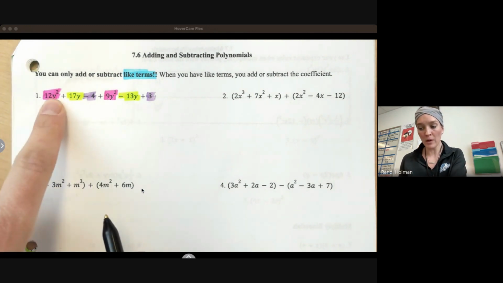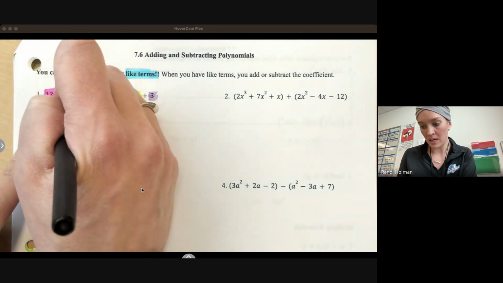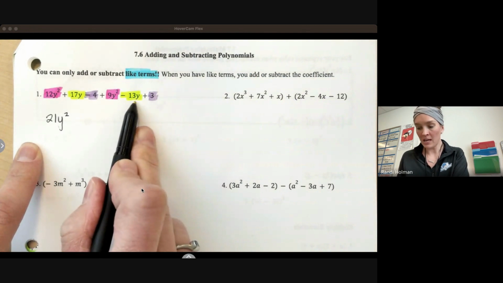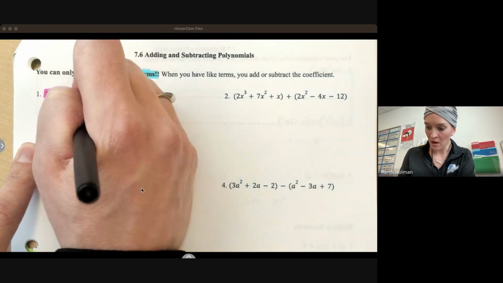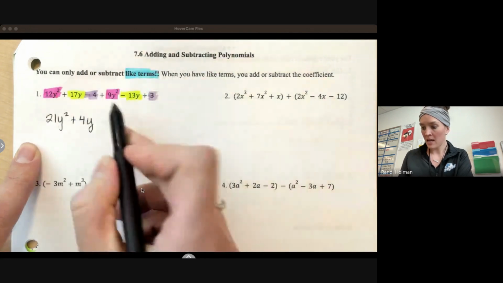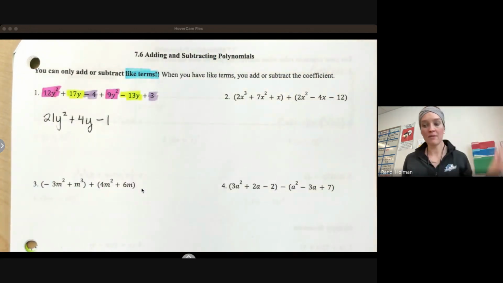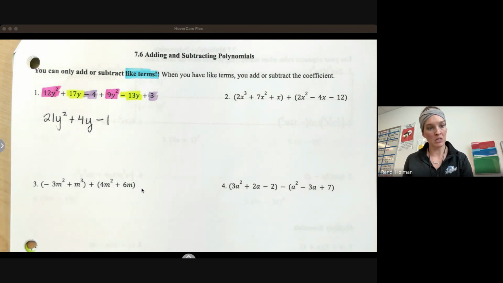So I have 12 of these y squareds. I'm adding 9 more. So we have 21 of those things called y squared. Okay, I have 17y, and I'm adding negative 13 or subtracting 13. So we're going to end up with 4y. And then negative 4 plus 3 is just minus 1. Okay, once we've put our like terms together, we want to make sure we write our answer in standard form. I just started that way, but if you didn't, just make sure that you go highest to lowest degree so that we're all speaking the same language there.